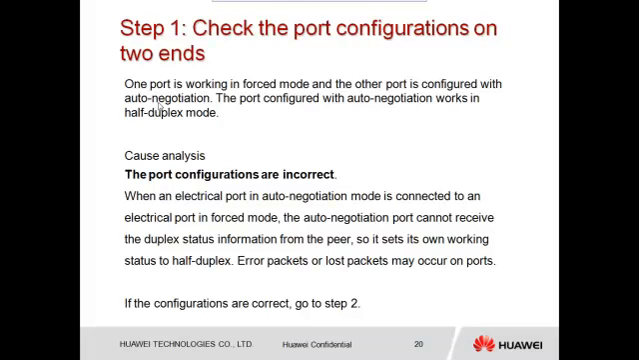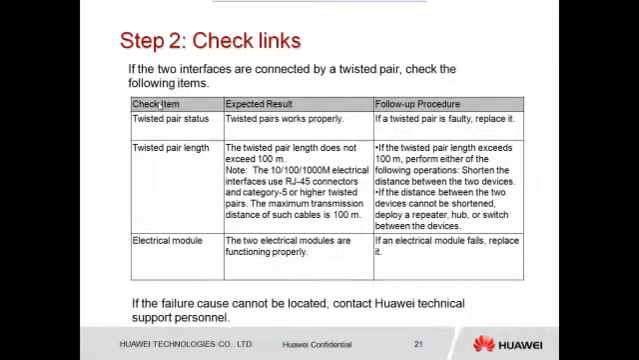Error packets or lost packets may occur on ports. So if the configurations are correct, go to step 2. For step 2, we need to check links. If two interfaces are connected by a twisted pair, check the following items. First, check the twisted pair status.